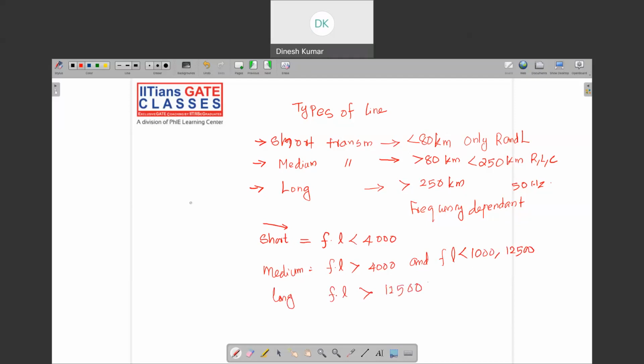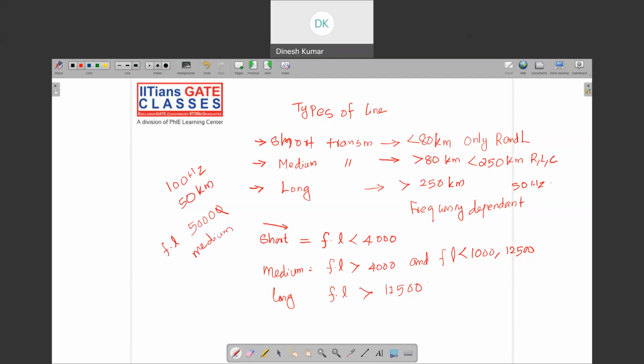So in the question, if they ask something like, for a transmission system of frequency 100 hertz and length 50 kilometers, is it a short or medium transmission line? Then you have to multiply: 100 into 50 is 5,000. So f into l is 5,000, which is greater than 4,000. So this is basically a medium transmission line. These kinds of questions are very important for one word questions, so you should remember this.